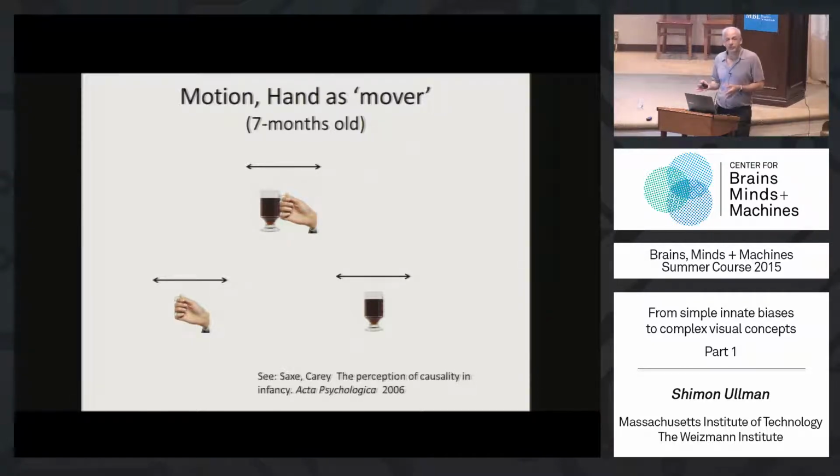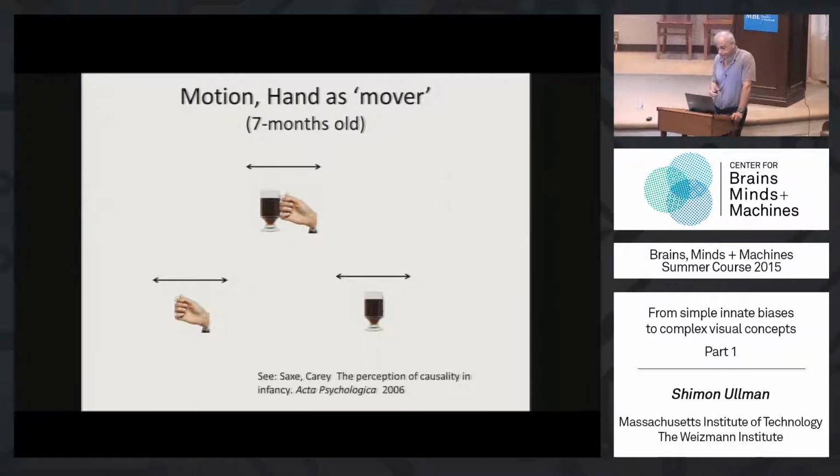When the hand is moving alone on the screen, they are still bored, they don't look at it much. When the cup is moving on the screen, they are very surprised and interested. So they know that the hand moves the cup, it's not that the cup moves the hand, or that they have equal status. In the motion of this configuration, the originator, the actor, the mover is the hand.